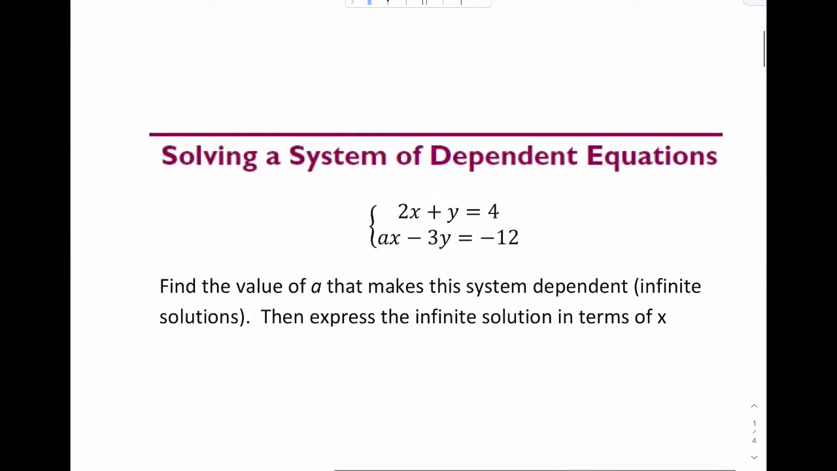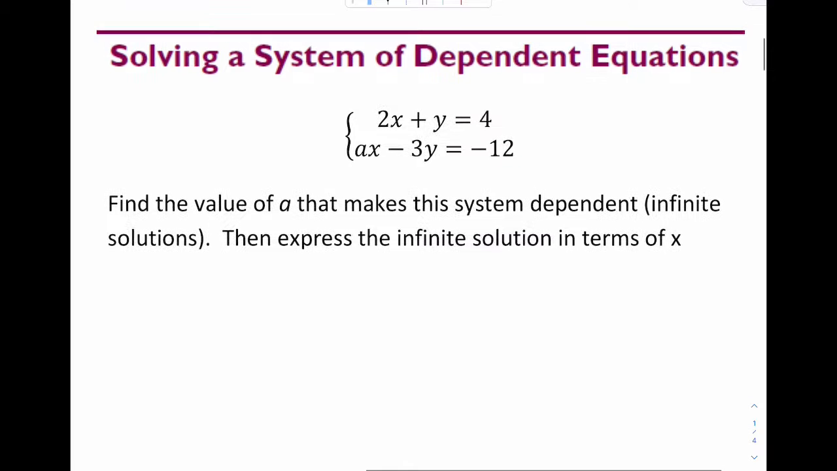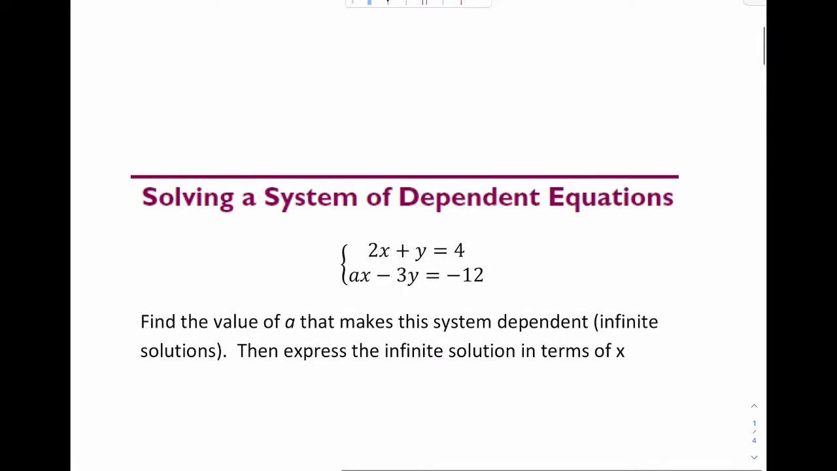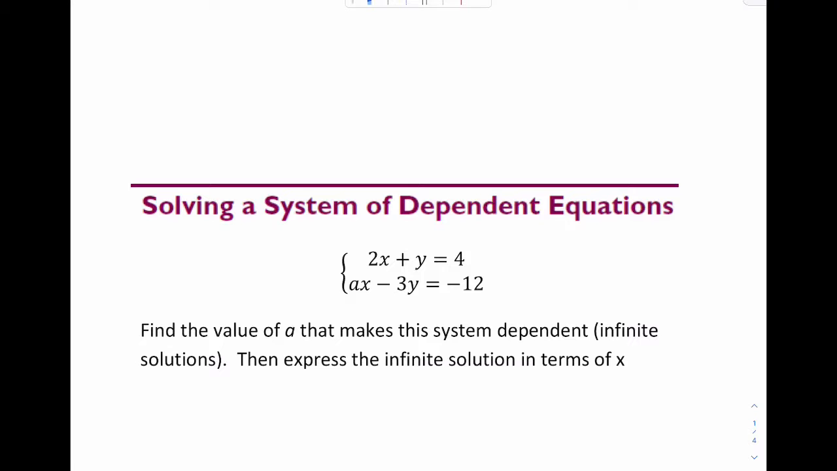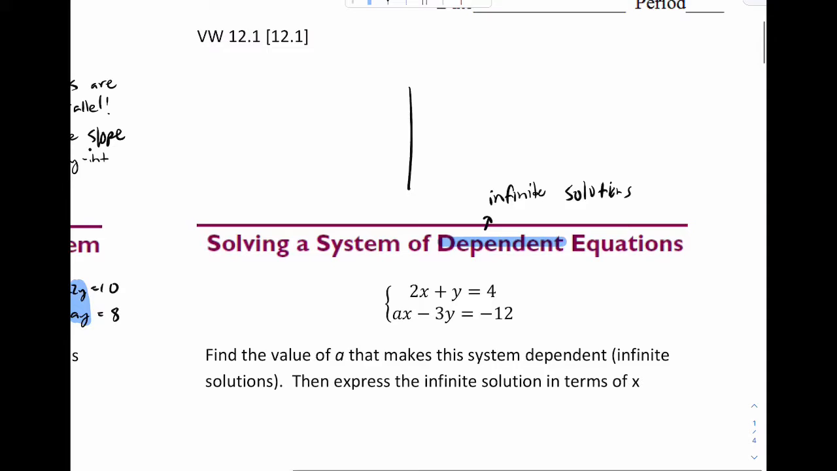Let's try the next one. Solving a system of dependent equations. This word dependent right here is another way of stating infinite solutions. So graphically, what that would mean is your two lines are overlapping. So imagine one line here, another line like right there. Lines overlap.